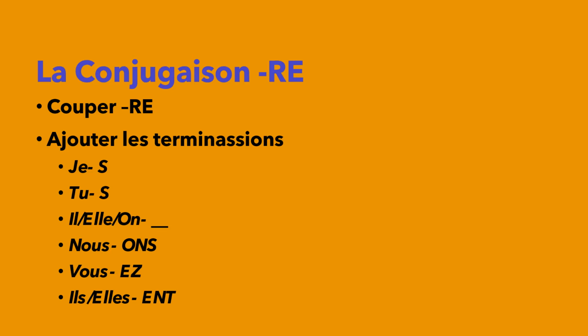But after we've cut off the RE and we're left with something that ends with a D, then we add our endings. For je, we add an S. Tu, we add an S. Il, elle, and on, we add nothing. So there's no additional ending. So that verb should just end with a D. Nous, ONS, vous, EZ, ils and elles, silent ENT. Notice how it's similar to ER verbs.